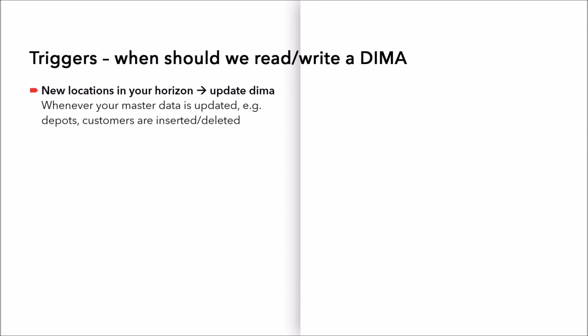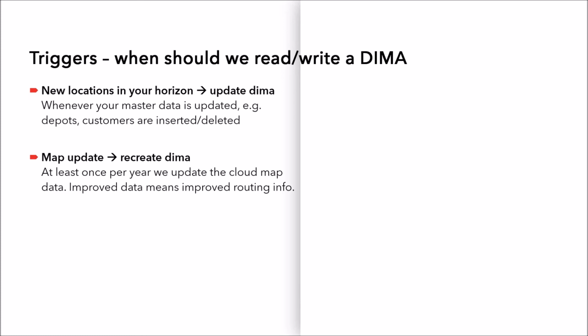One use case, or one trigger, is if you have new locations in your horizon, you need to extend your distance matrix. So whenever your master data is updated, your depots, new offices, new customers, then you would have to insert data into the distance matrix, extend the distance matrix.